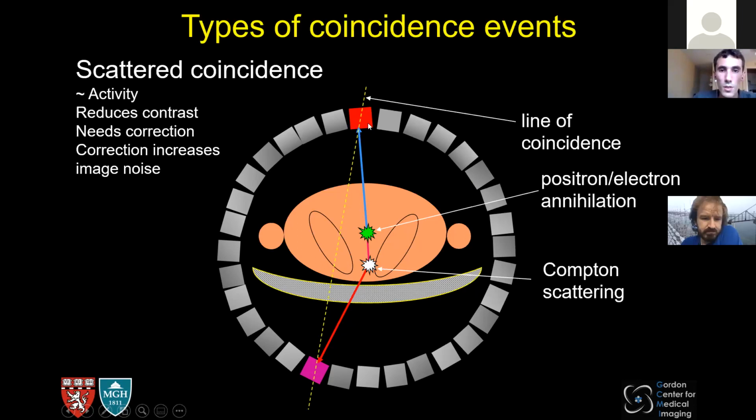I've said before how we can use energy to correct for scatters, but there are some additional corrections that we have to do as well, and that you'll talk about with George on Thursday.